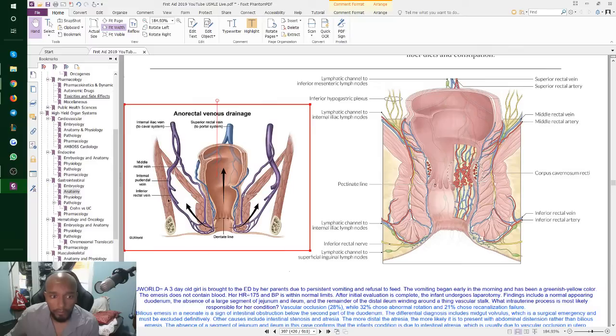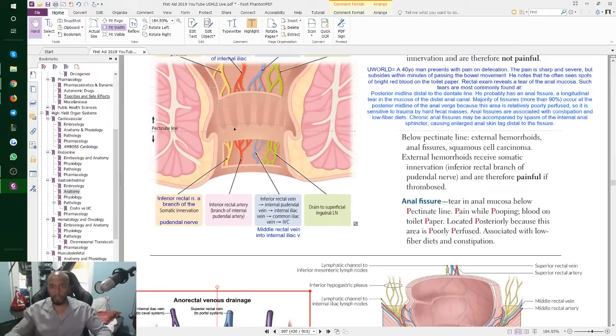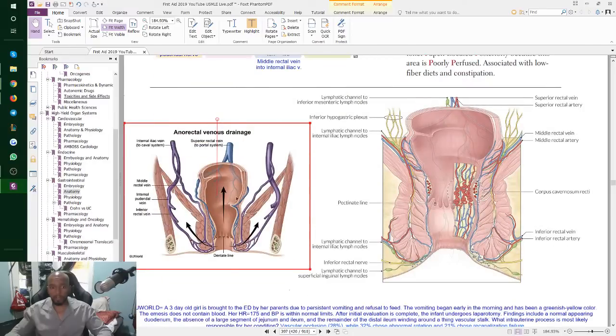The inferior rectal vein first goes to the internal pudendal, though, right? Internal pudendal is very important. Pudendal in general is very important for everything below here. Okay, so this is one picture of it.